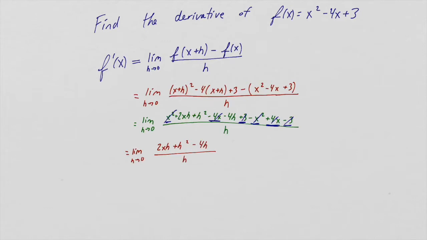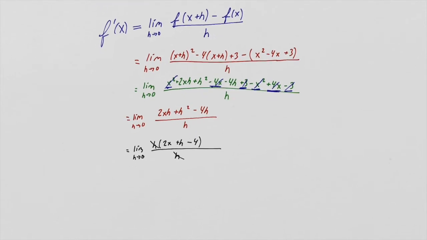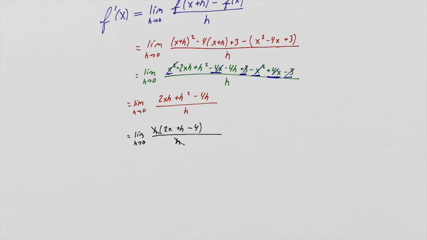Now if you've done this right, you'll notice that each term in our numerator has an h. We've got an h in the denominator, so let's factor that out and get rid of it. The limit as h approaches 0 of h times, we're left with 2x plus h minus 4, all over h, and our h's here divide out. And we're going to be left with the limit as h approaches 0 of 2x plus h minus 4.